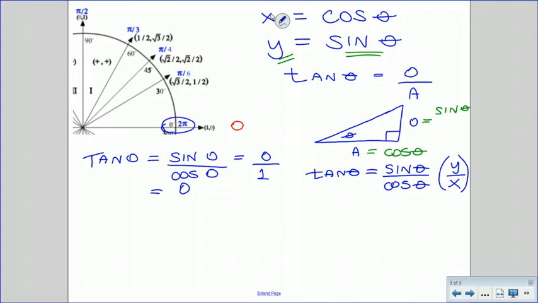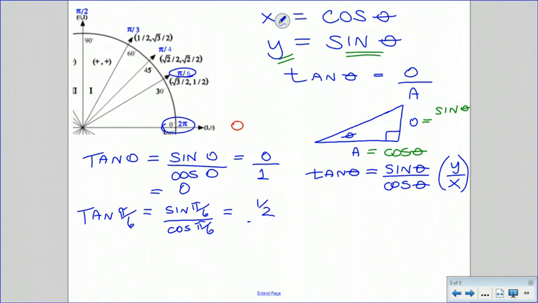Okay, next angle, pi over 6. Tangent of pi over 6 equals the sine of pi over 6 divided by the cosine of pi over 6. What is the sine of pi over 6, Dawson? Did he say a half? It is a half. The cosine of pi over 6, the x value, what's that, Johnny?